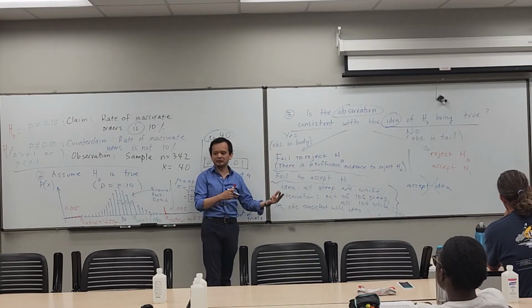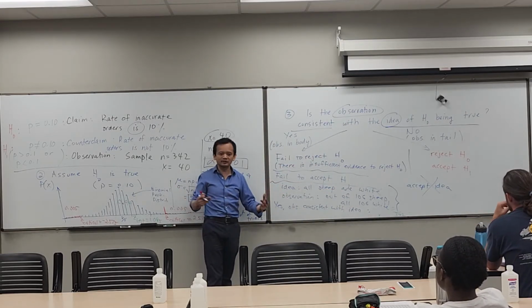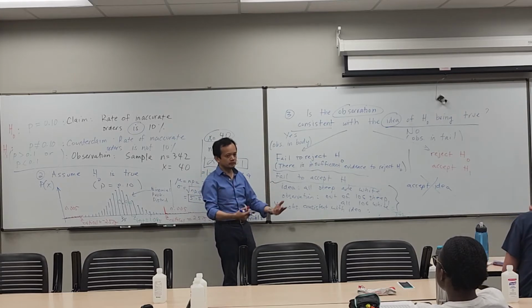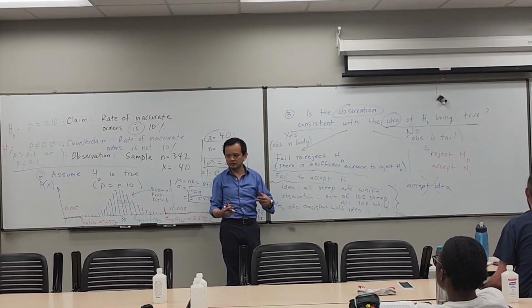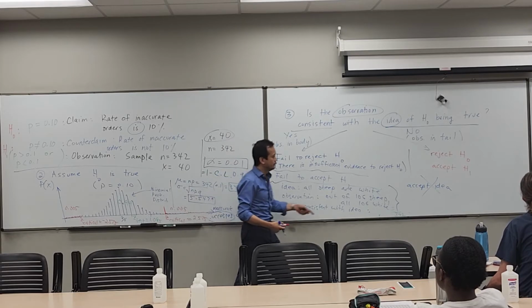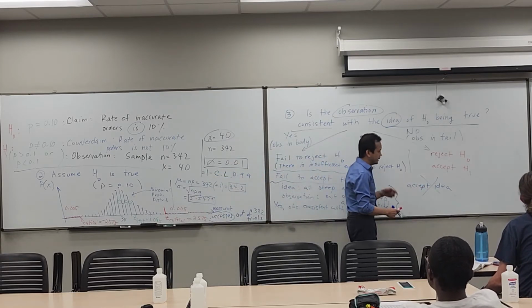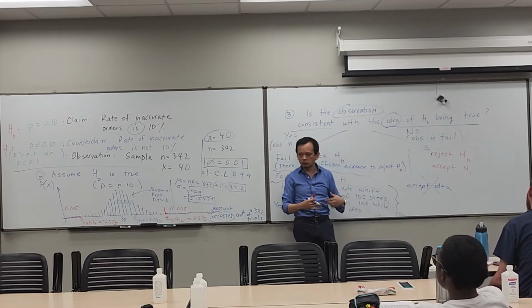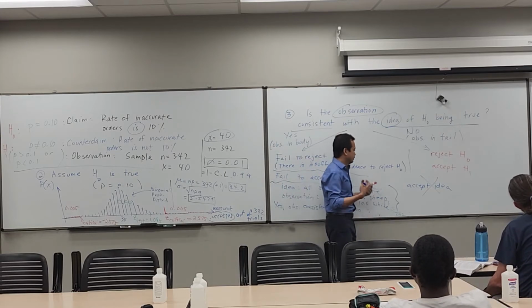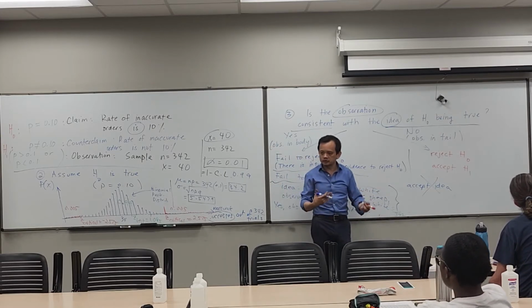If our confidence level is 99%, then if 99% of all observations in the world are consistent with our idea, then we can accept the idea. So the best we can do is hold on to the idea, don't throw it out yet. The way we formally say that is fail to reject the idea.